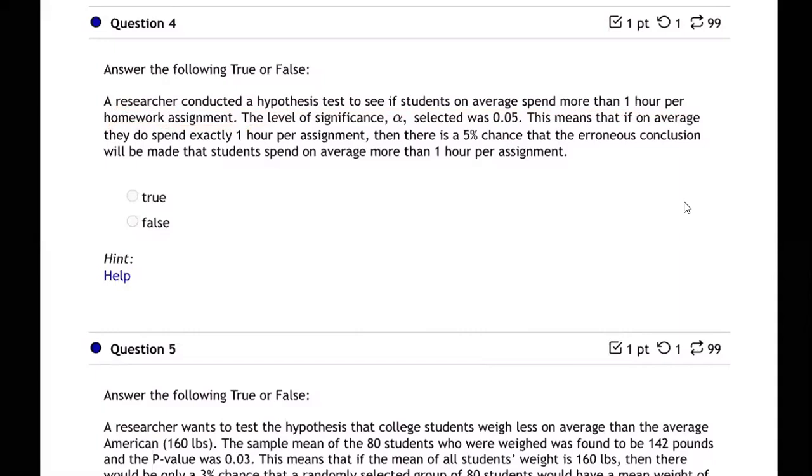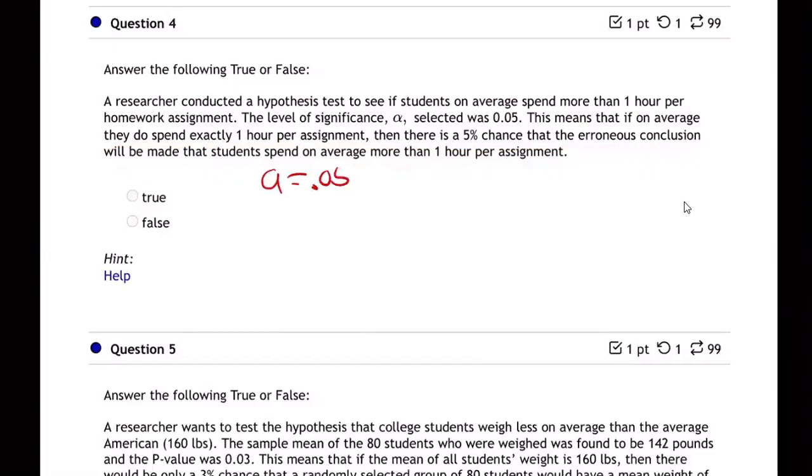The level of significance alpha selected was 0.05. This means that if on average they do spend exactly 1 hour per assignment, then there's a 5% chance that the erroneous conclusion will be made that students spend on average more than 1 hour per assignment. Is that right? What's a level?